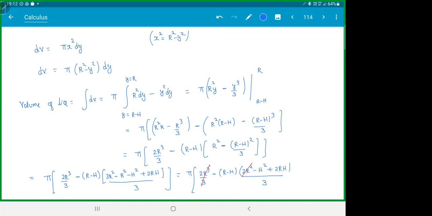No, it will not cancel like that, because this h into 2r square term will be left over.